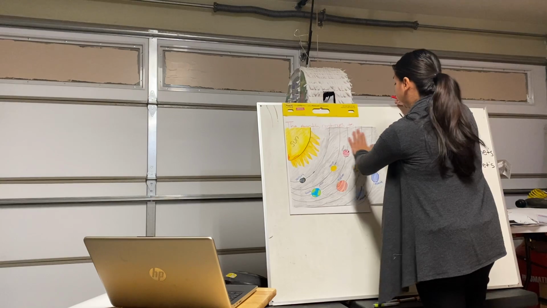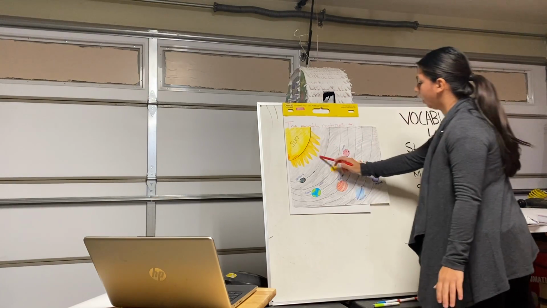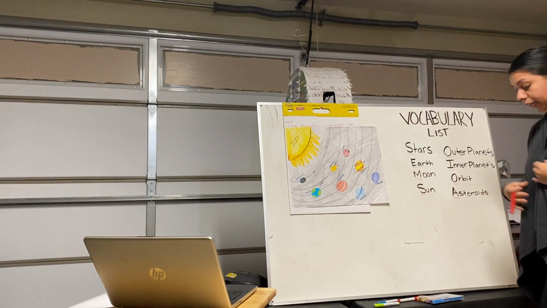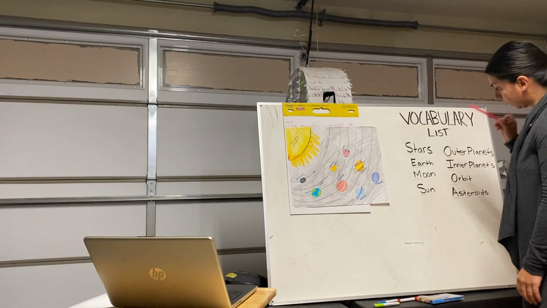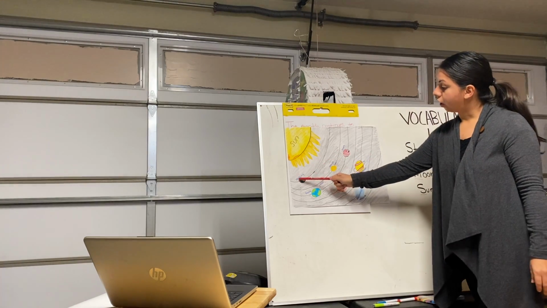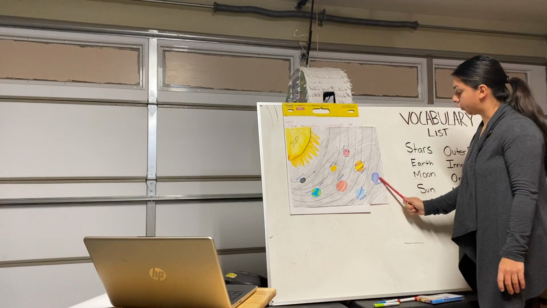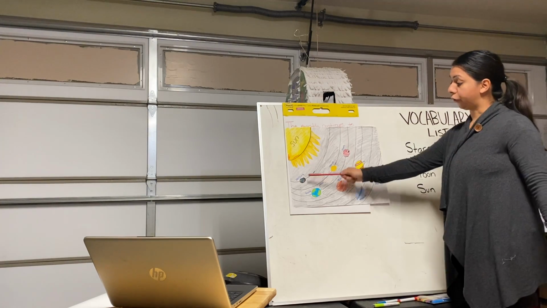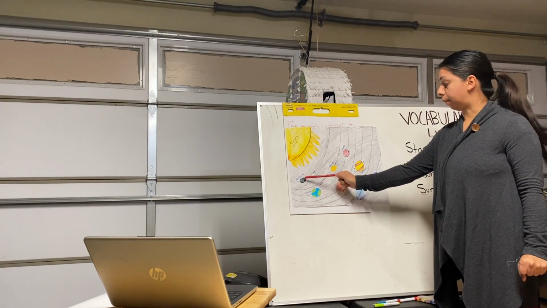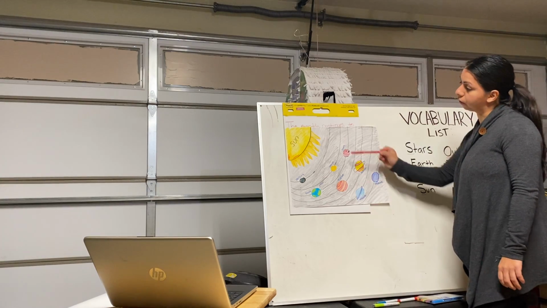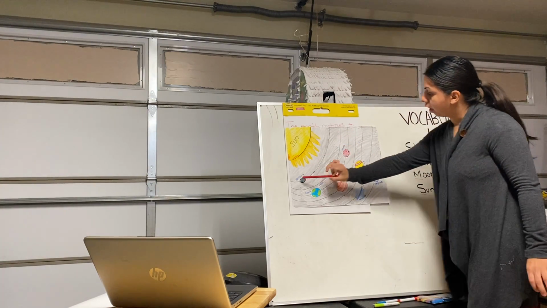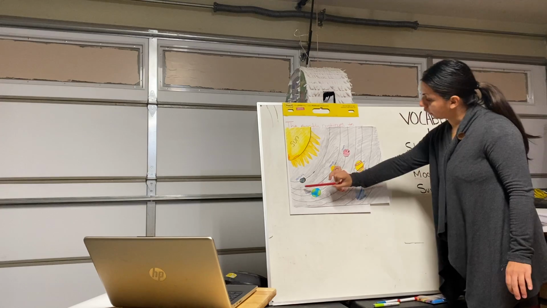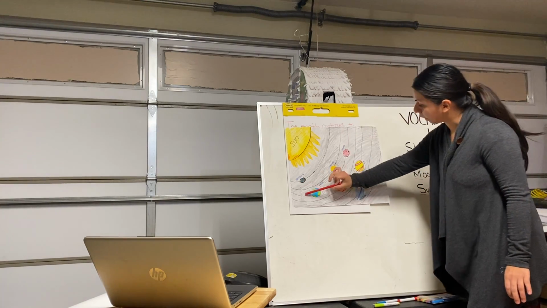This is right here. This is the orbit, okay? And the orbit starts from Mercury, ends at Neptune. The first planet is Mercury and goes all the way to Neptune. This is the sun. This is the orbit. Each individual planet has its own orbit.